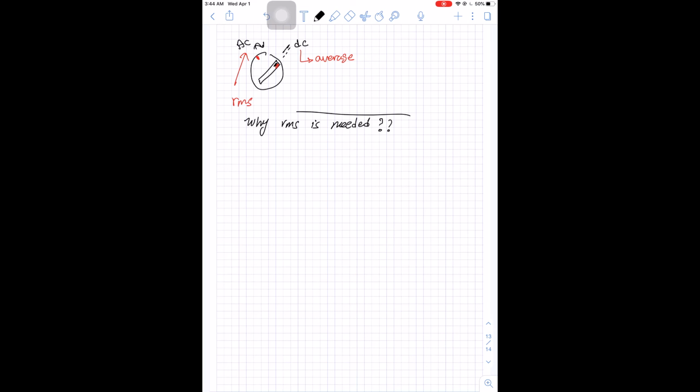Now let's take an example. What if you have a resistance R, and across this resistance R you have an AC voltage v of t. This AC voltage v of t is V max sine theta. It's a sine wave. And now you need to calculate the power p of t in this resistance. Why did we name the power p of t? Because the power will be variable. Why is the power variable? Because the voltage and current are variable.